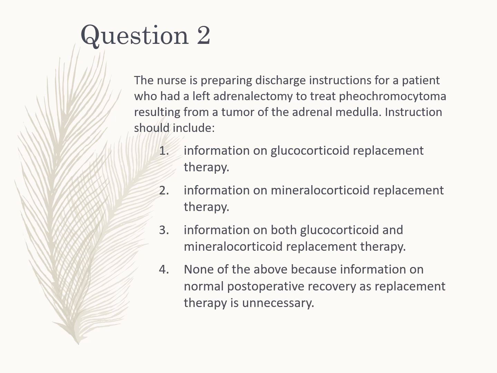Question number 2. The nurse is preparing discharge instructions for a patient who had a left adrenalectomy to treat pheochromocytoma resulting from a tumor of the adrenal medulla. Instructions should include: 1. Information on glucocorticoid replacement therapy, 2. Information on mineralocorticoid replacement therapy, 3. Information on both glucocorticoid and mineralocorticoid replacement therapy, or 4. None of the above because information on normal postoperative recovery as replacement therapy is unnecessary.